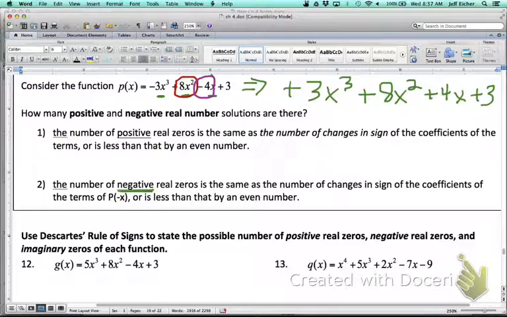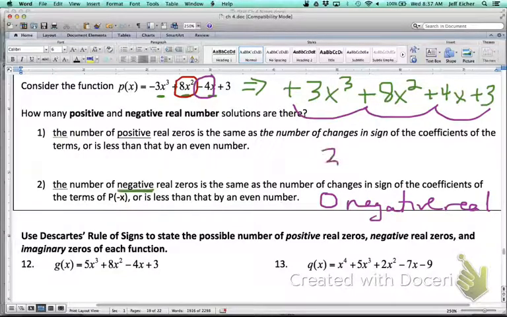And then we do the same process that we did before. How many sign changes are there? It goes from positive to positive, that's not a sign change, to positive, that's not a sign change, to positive, that's not a sign change. So we know that there are exactly 0 negative real solutions.